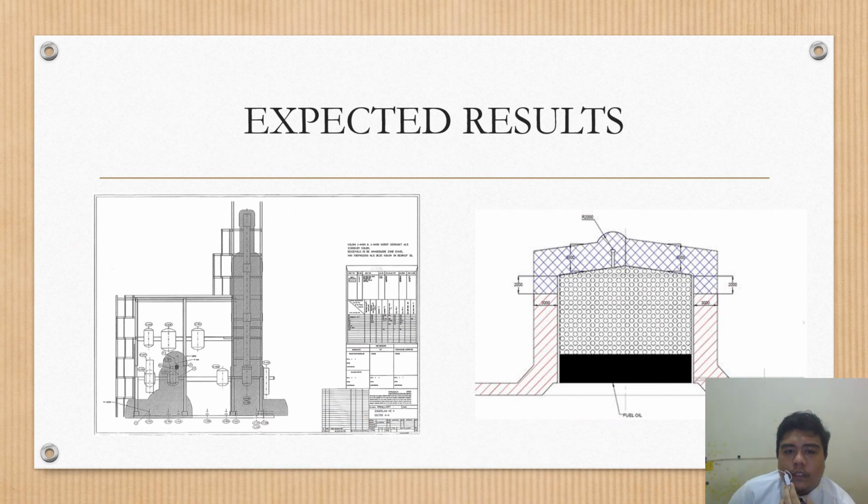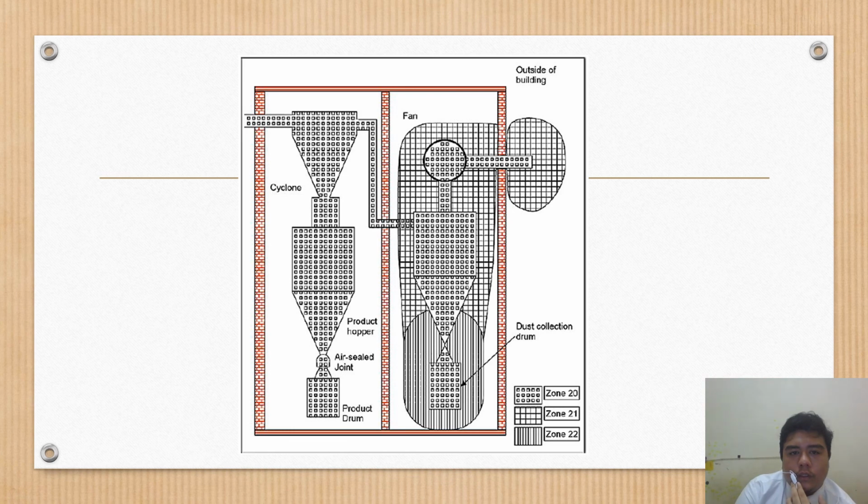So for the expected result, this is the plan layout that we should redraw in AutoCAD. Using AutoCAD software, we can see that we need to mark all the zone 20, zone 21 and zone 22 to know the hazard area for the equipment and for the plan layout. This is also one of the examples for our expected result. We can see that the equipment has been drawn with the hazard area classification mark for zone 20, zone 21 and zone 22.